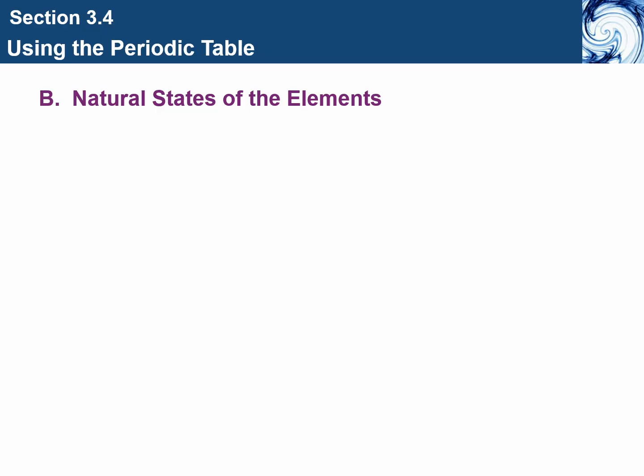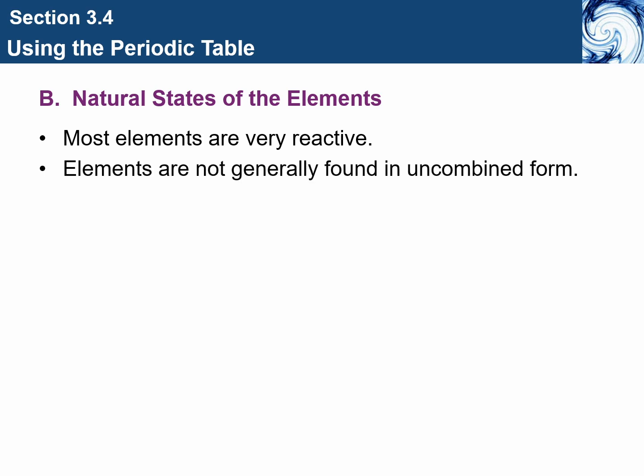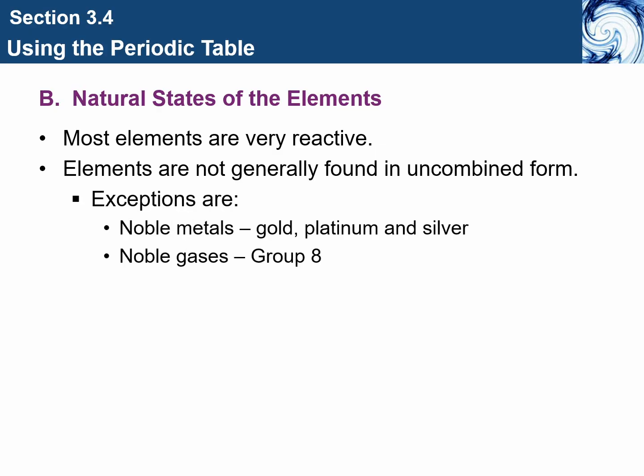The natural state of most elements is reactive, so they are not usually found in nature as pure uncombined elements. Instead, they occur as parts of compounds. This slide will list the important exceptions. The noble metals, including gold, platinum, and silver, are relatively unreactive and can sometimes be found in their elemental form. And the noble gases in group 8 are also unreactive and occur as individual atoms.